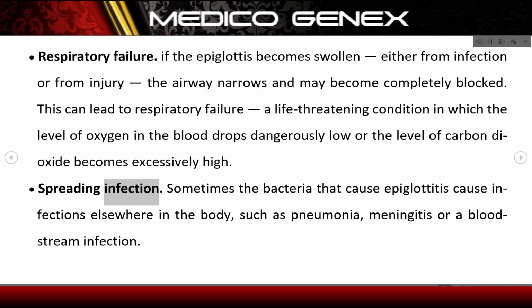Spreading infection. Sometimes the bacteria that cause epiglottitis cause infections elsewhere in the body, such as pneumonia, meningitis or a bloodstream infection.